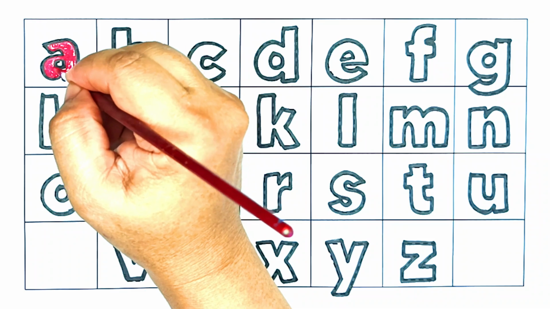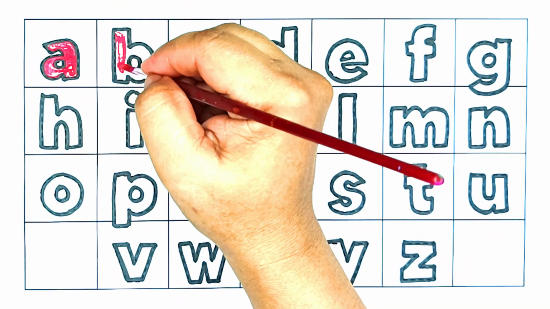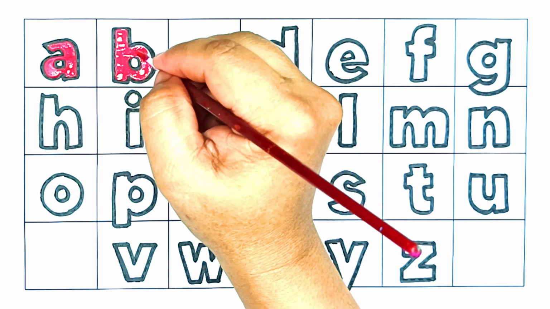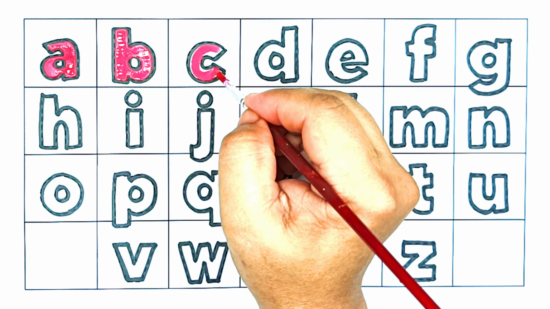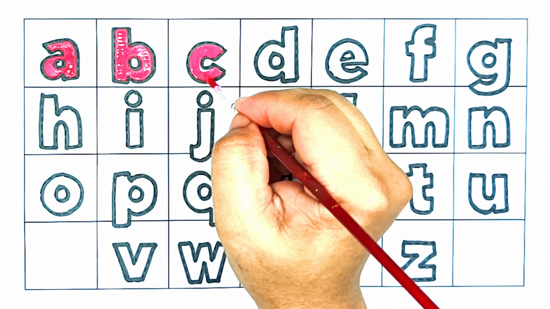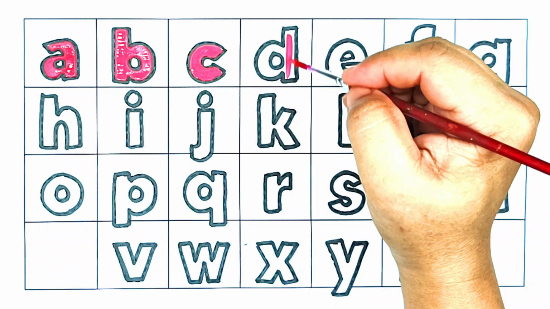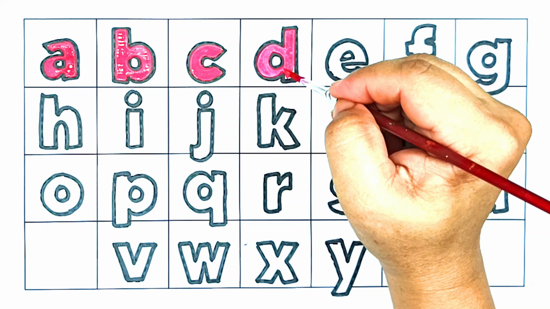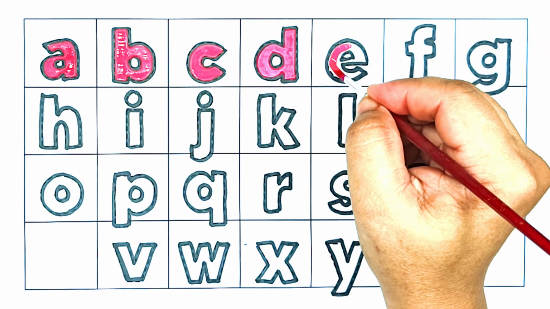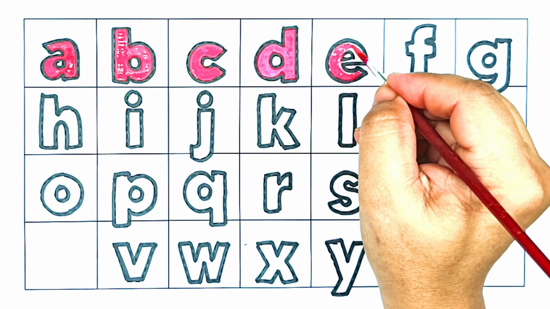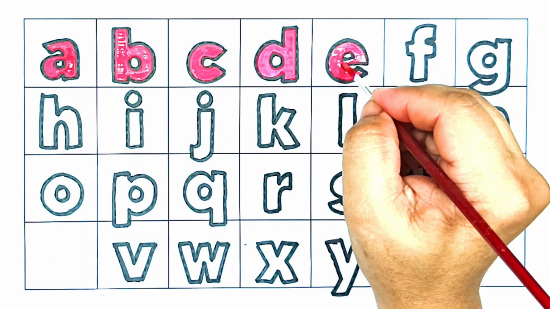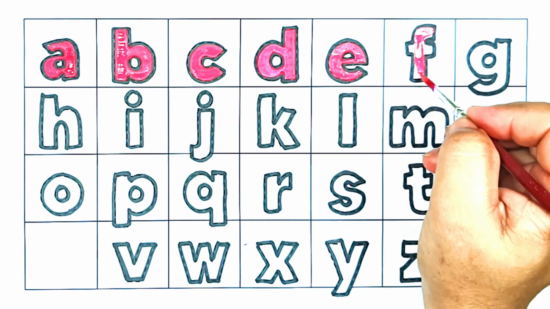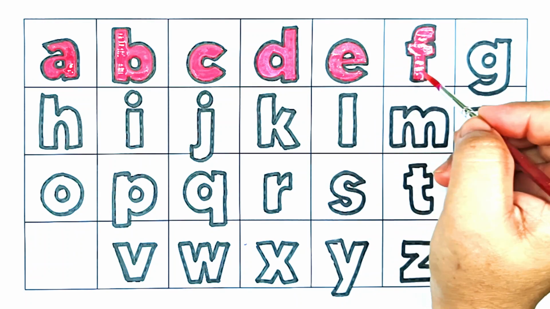A for apple. B for ball. C for cat. D for doll. E for egg. F for frog.